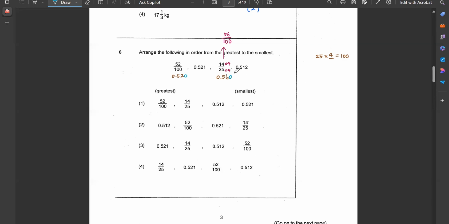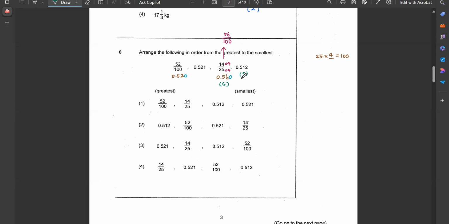You should notice the 100 place throughout. This one is the smallest. The one here is the smallest, 0.512. So this is the smallest one. Now let's see what's the next one. After this, let's look out for the greatest. We have 521, we have 520, we have 560. Of course, the greatest will definitely be the one with 560.